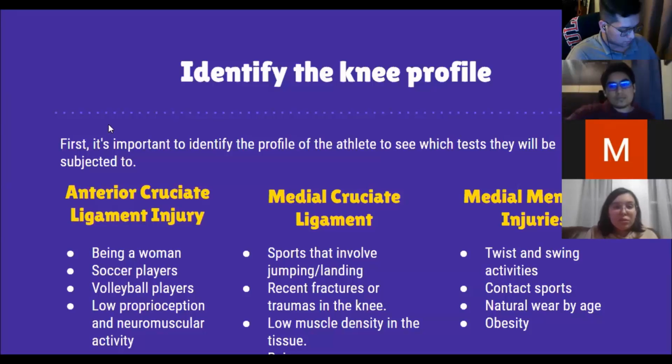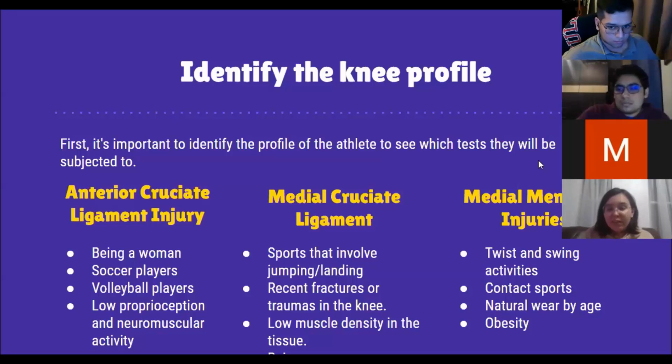So for the anterior cruciate ligament injury, the factors are being a woman, being a soccer player, a volleyball player, and having low proprioception. For the medial cruciate ligament, they are sports that involve jumping and landing, recent fractures, and low muscle density. And finally, for the medial meniscus, it's twist and swing activities, contact sports, and natural wear by age. So if your athlete has any of these factors, then you may consider having them go through these tests.